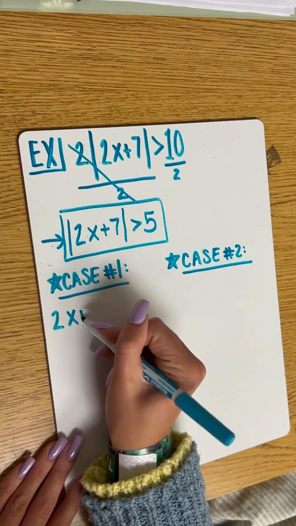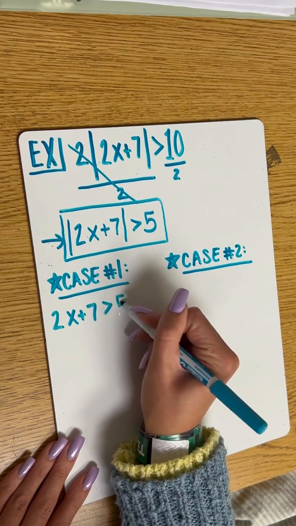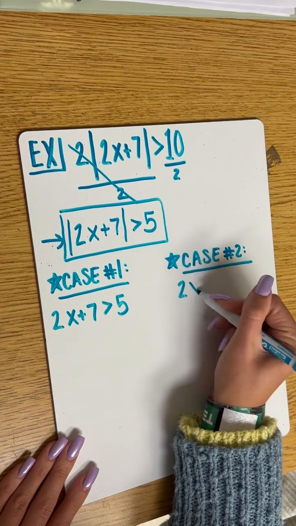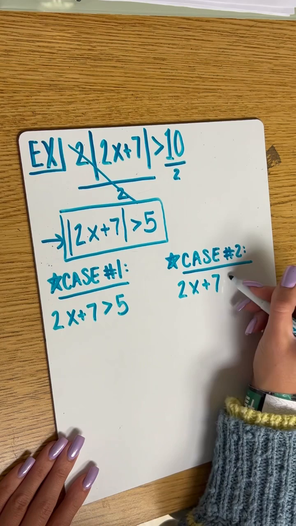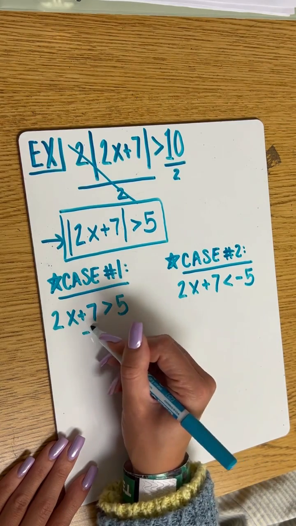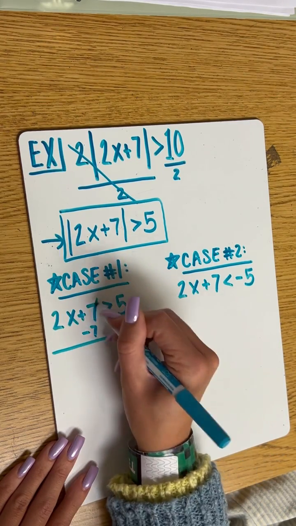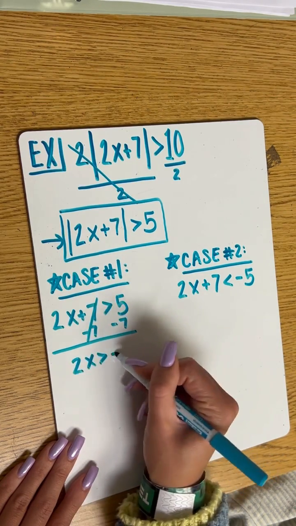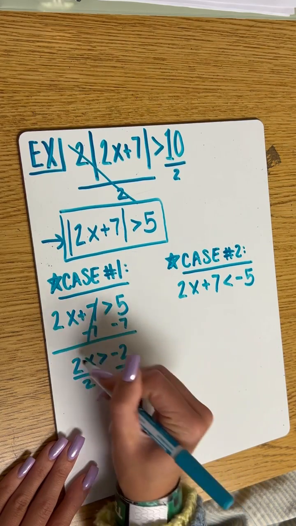Case number 1 is always the easiest because all you have to do is take away your absolute value symbol and solve. And case 2 is going to be extremely similar, but I flip the direction of my inequality symbol and turn my solution negative. At this point, I now have 2 inequality statements that I'm just going to solve independently by using inverse operations.